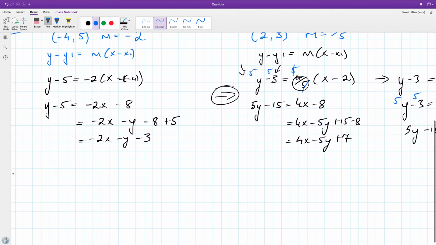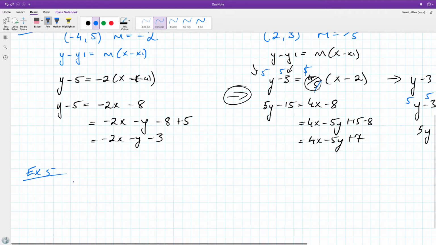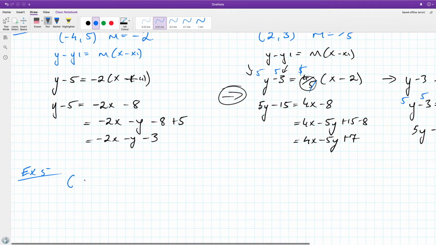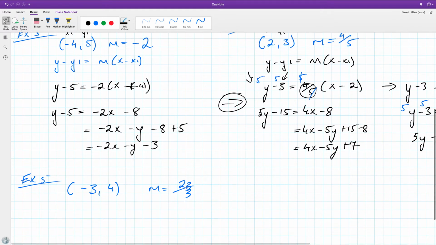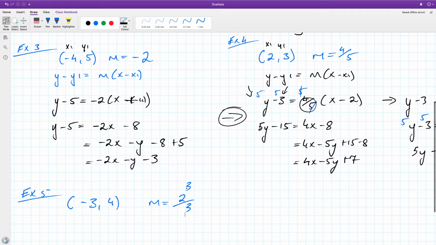So we'll have another go at one of these. Have a go at this one. Example number 5. Calculate the equation of the line which contains minus 3, 4, and has a slope of 2/3. Off we go. Create the equation of the line which contains minus 3, 4, and has a slope of 2 over 3.